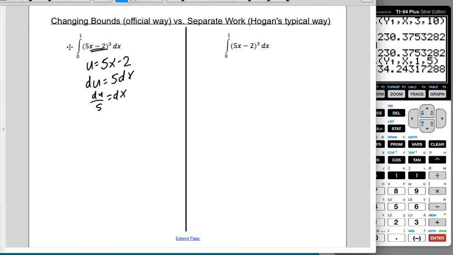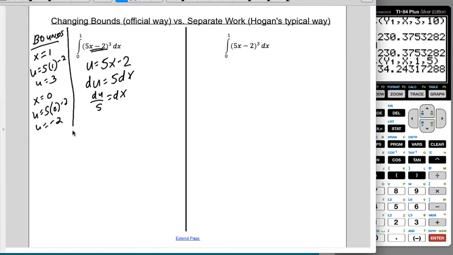So I did this piece. If I'm going to change the bounds, I have to deal with them too. The bounds were x equals 1, but since u is 5x minus 2, I'm going to have to replace this with a u of 3. The other bound was x is 0, but since u is 5x minus 2, I'm going to have to replace it with a negative 2.